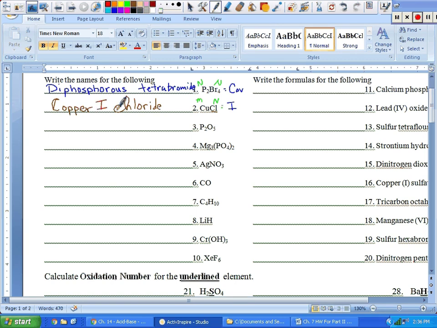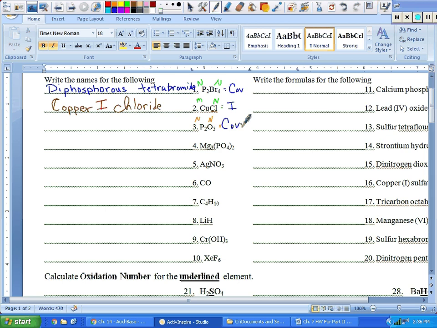Okay, copper 1 chloride. All right, let's look at the next one. You've got phosphorus and oxygen. Are those two metals, two nonmetals, or a metal and a nonmetal? Two nonmetals, which makes this thing what? Covalent. And as soon as you tell me it's covalent, what do you better have in your name? You better get some prefixes in there.